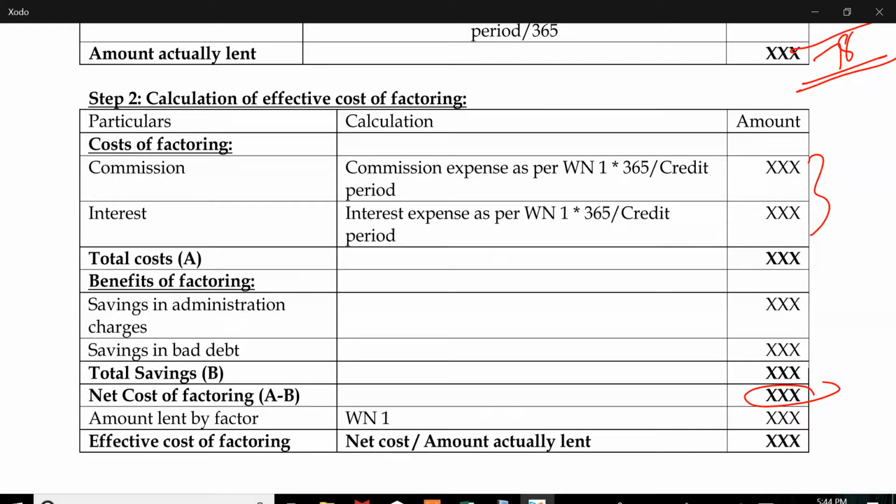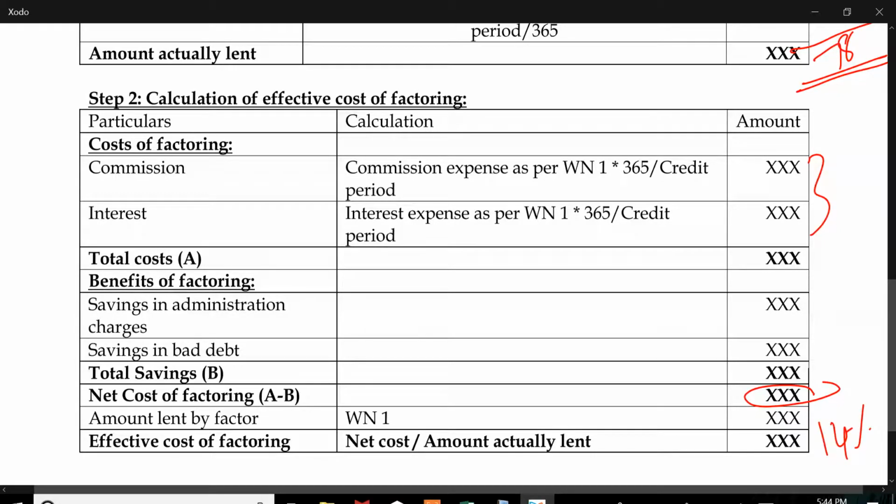Now, why that kind of a problem is, you will see certain extra savings happening on the interest front also. As I do a problem, you will understand. So maybe you will have to factor it that way. Now you calculate this effective cost of factoring, which is 14%.